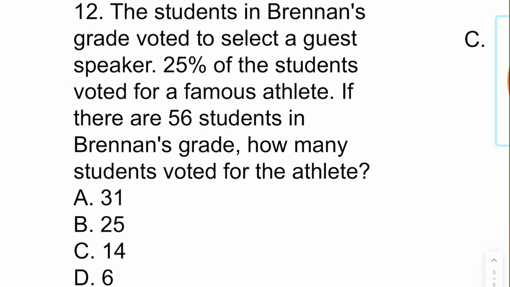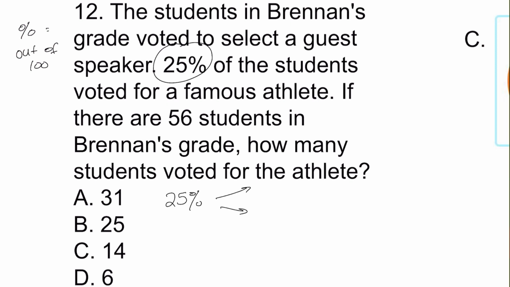For question number 12, it says the students in Brennan's grade voted to select a guest speaker. 25% of the students voted for a famous athlete. If there are 56 students in Brennan's grade, how many students voted for the athlete? So here we see this is a percent problem. And when you have percents, that means it's out of 100.